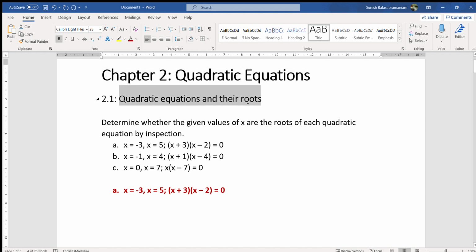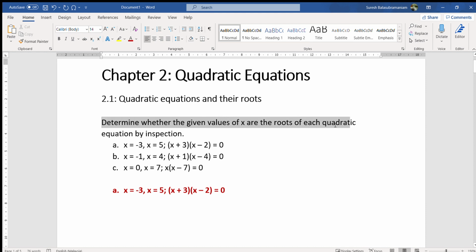Chapter 2, quadratic equations, 2.1 quadratic equations and their roots. Today I will do solutions for some selected questions. The first question: determine whether the given values of x are the roots of each quadratic equation by inspection. This is a method called by inspection. So how do we do that?